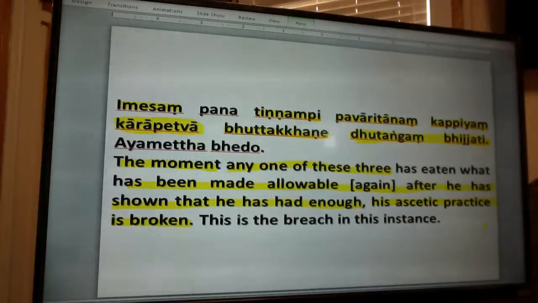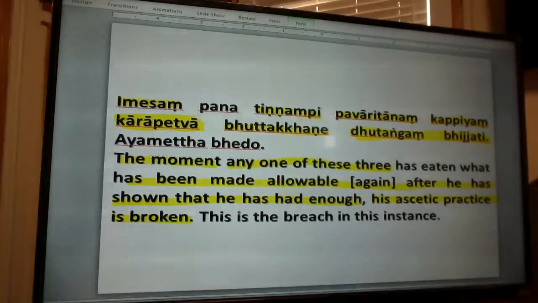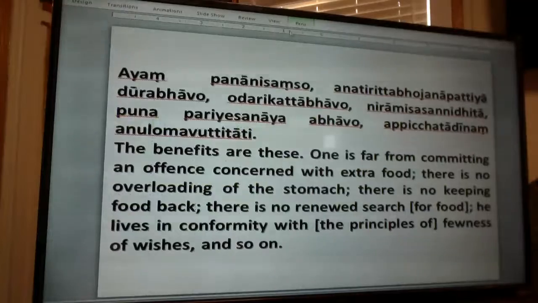So this is a breach at that instant. That kind of ascetic practice is more strict, because if already refused, cannot accept any other thing. Any regulation, cannot eat again. Okay, what is the benefit? We have to understand here. These are the benefits.